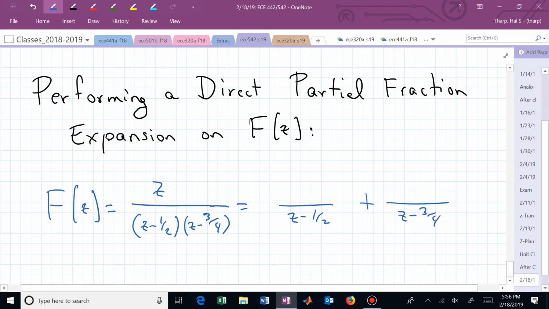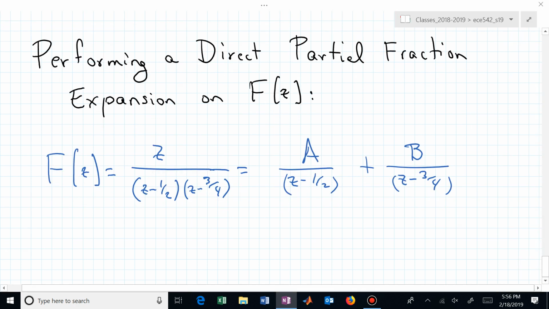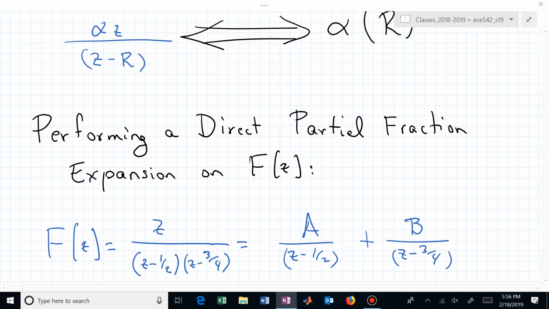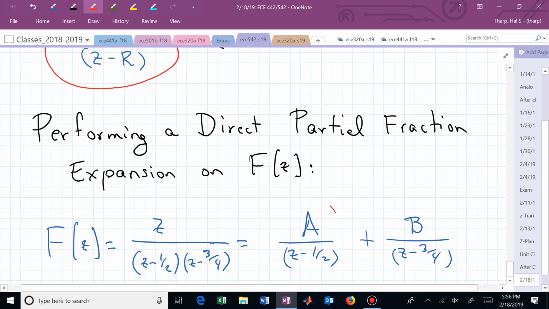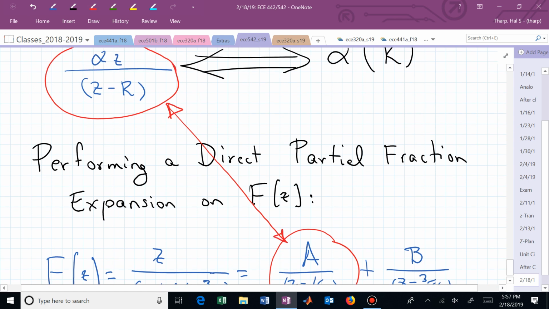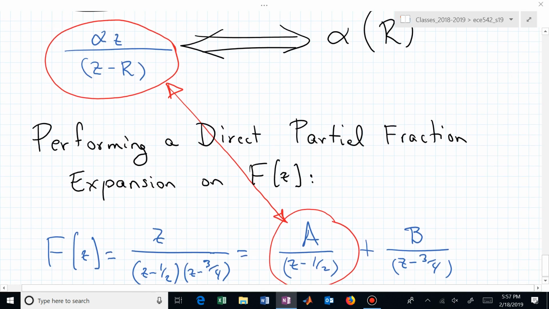What's in the numerator? Some coefficient and another coefficient. Now, what's concerning is the following. Does this structure look like this? Do those have the same structure? In the bottom, is the bottom missing something?